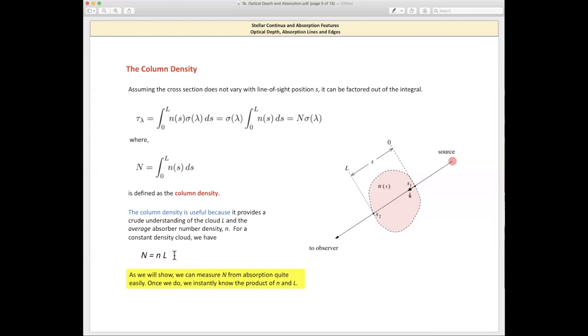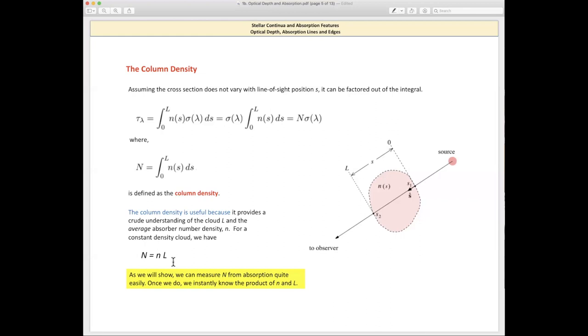If you just do the unit analysis, the number of atoms per cubic centimeter times the path length is equal to the column density. I didn't show the math here, but you can imagine if the density n was constant and didn't vary along the line of sight, then guess what? You can pull it out of the integral, right? It's a constant. And then you integrate from 0 to L over dS and you get L. So N equals n times L if the density of the cloud is constant.